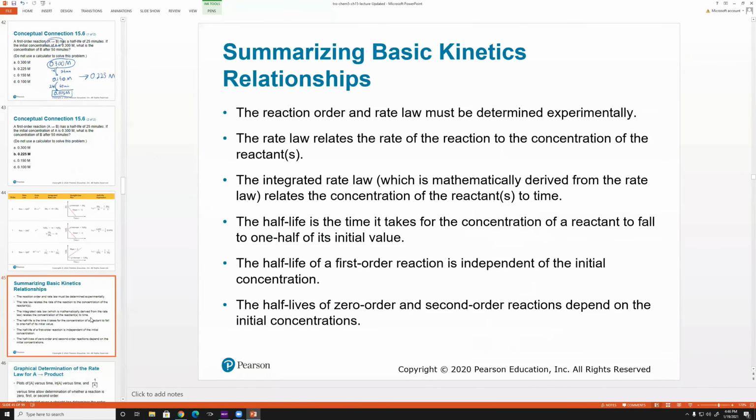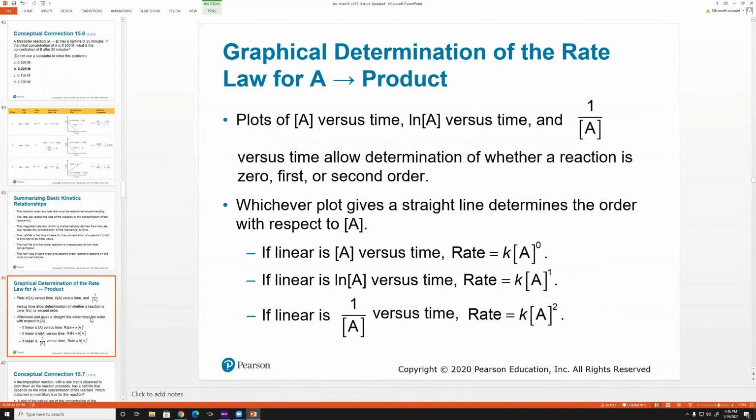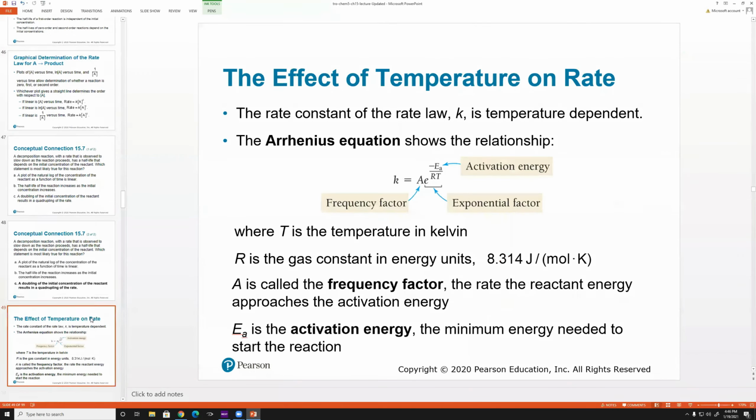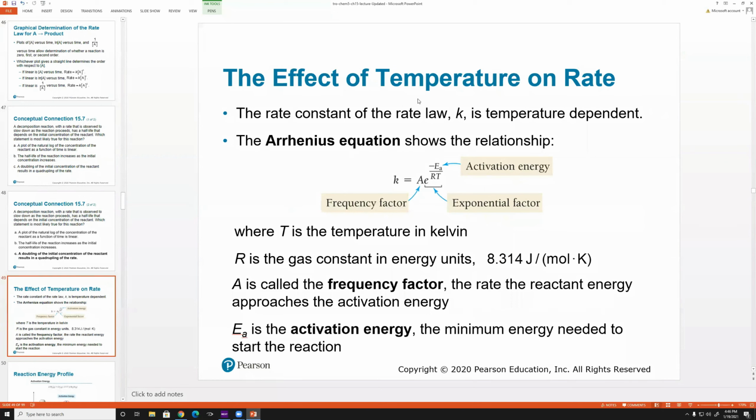And here's just a summary of the kinetics we learned about. And this is just part 1 of the video. In part 2, we're going to start talking about the effect of temperature, which is the second important variable relating to reaction rate.